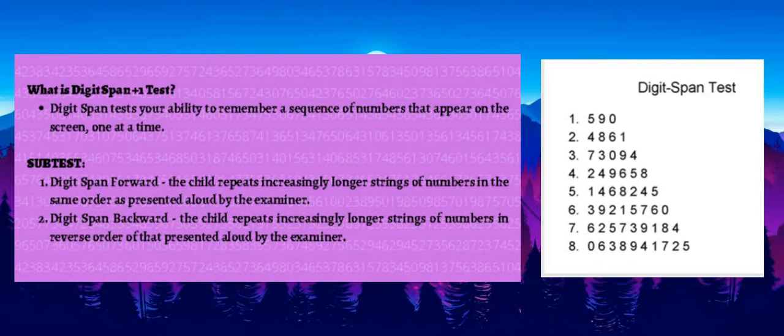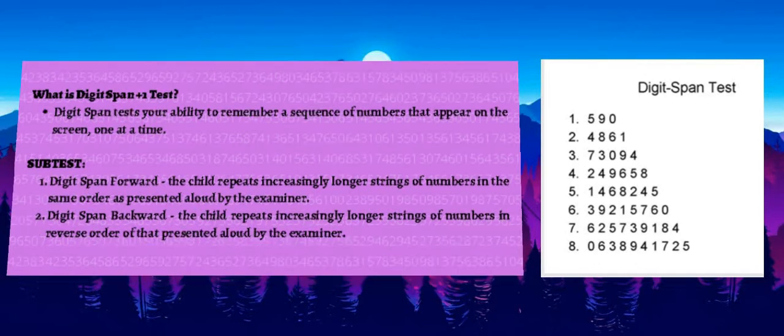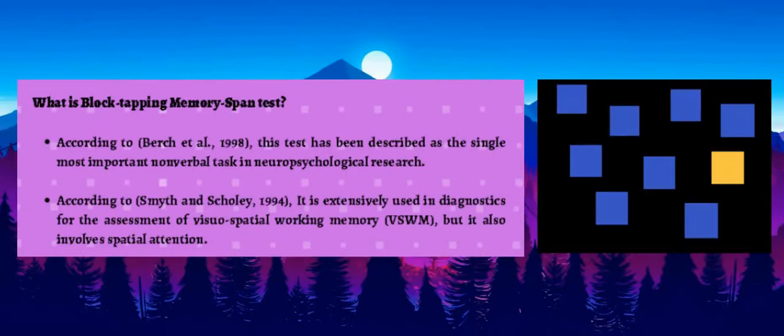So, for both digit forward and backward, each number is read at the rate of one per second. Administration is discontinued when both items from the given pair are failed. So, in the next slide, we have a block tapping memory span test.